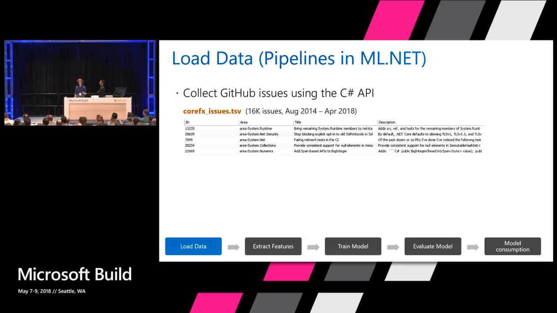So we talked about the first stage being to load the data. In this case, we have 16,000 issues from the CoreFX repository that are all labeled by the engineering leads. You'll see that we have the ID, the area, which is what we're trying to predict, the title, and the description.